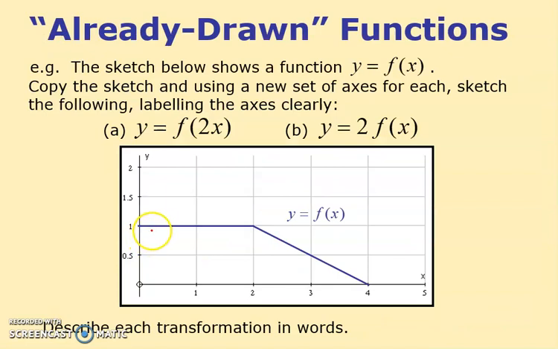So here's a first question then. An already drawn function. You'll notice I've drawn you a function, done what it says. It's made up. You can see it's not a proper graph. It's got some straight lines in it. And it just says, what will happen to this if I do y equals f of 2x?